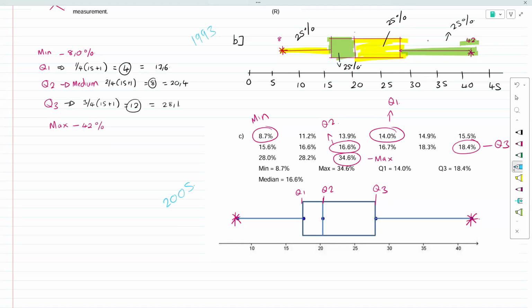Right? If we look at the box and whisker diagram for 1993, their data is more spread out. It starts at 8 and it ends up more at 40. The data looks like it's more spread out. Even though both look almost the same, we can see that 2005 is a little bit closer together. The data starts at 8 and it ends at 34. So it is more squashed up.